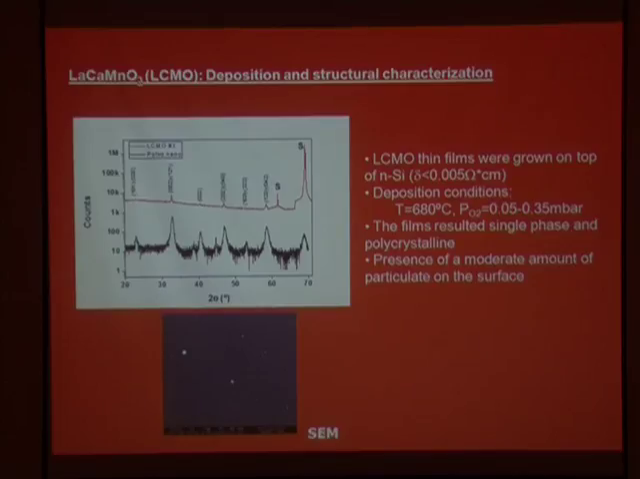In these two XRD spectra, the black one is the one of the powder that we made the target with, and the other one is the film, and we can see that every peak is in its place, and the film is polycrystalline without any texture. This is a picture of the surface of the film, and we saw the presence of some particulate, which is not optimal, but in any case, we have been able to work and obtain some results.